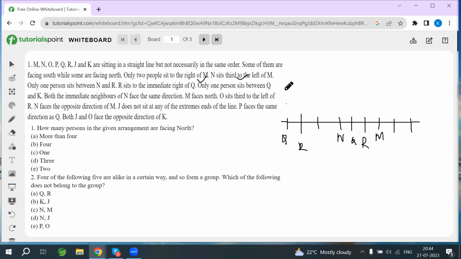Now only one person sits between Q and K. Suppose one person, so Q and K may be here. How many positions are covered here? 1, 2, 3, 4, 5, 6, 7, 8. So a total of 8 positions. So here Q is not possible, and R also is not possible here.